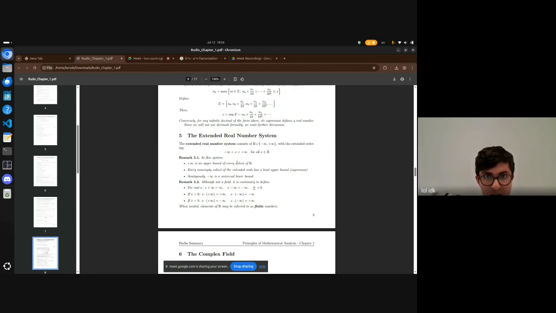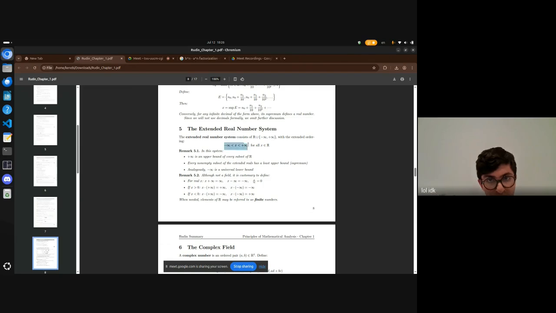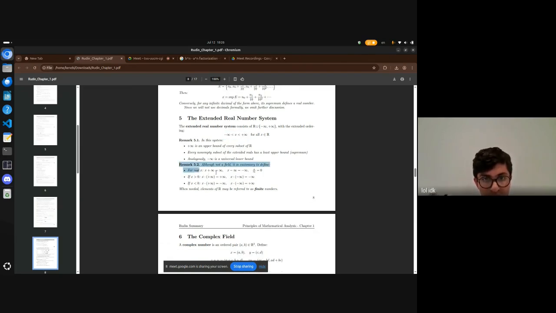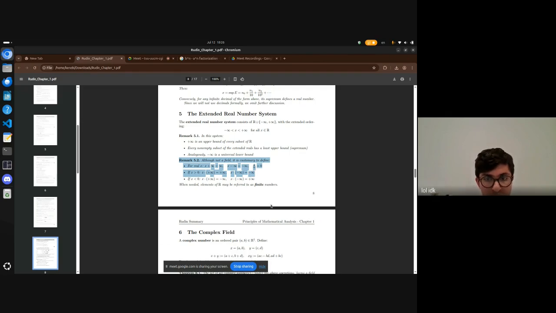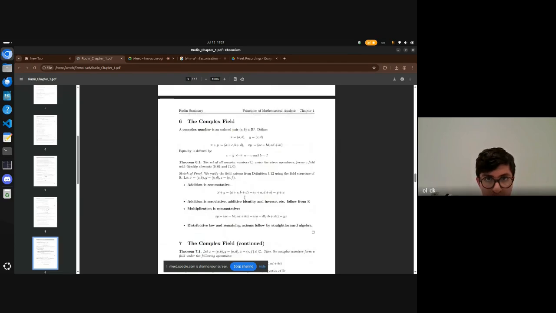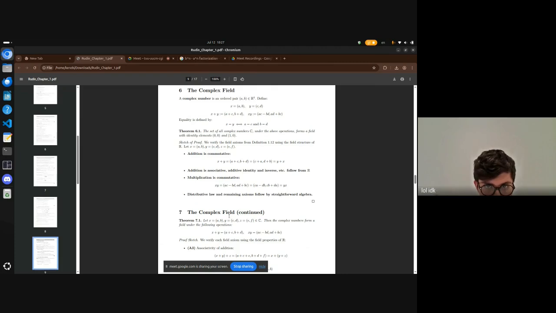And we have the extended real number system with negative infinity and infinity. We get these results over here. And finally, we get the complex field. Basically, the same thing is going on. Same addition is commutative, same properties a little bit as the real numbers.